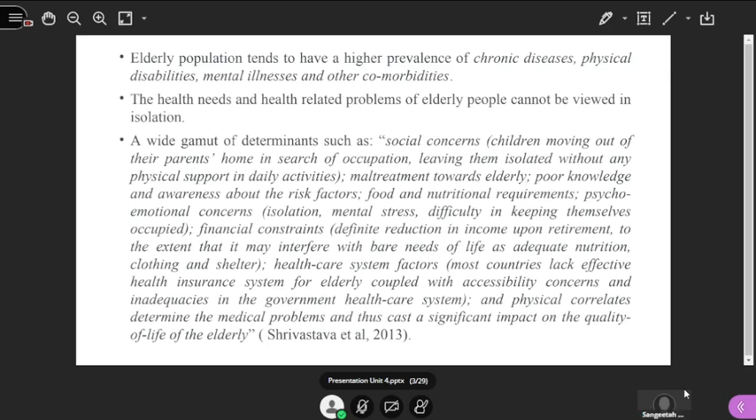Very good. And then, so the elderly population tend to have a higher prevalence of chronic diseases, physical disabilities, mental illness, and other comorbidities. Why? Why do they tend to have all this? I'm waiting. Why do they tend to have all this? Their living lifestyle, vulnerable.